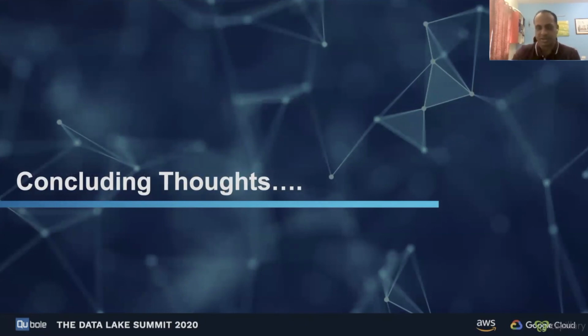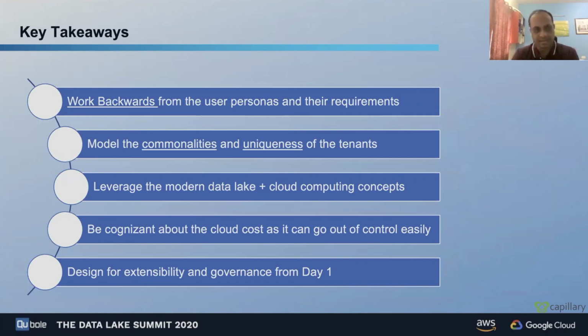to this presentation. There are a few thoughts that I just wanted to quickly go through. Walk backwards from the user personas and the requirements. If you're building a domain-specific multi-tenant data lake, you have to understand the user personas really well, their requirements, before you can start designing the data lake itself. There are various capabilities of data lakes currently present, and they could be leveraged, but it's important to work backwards from the user requirements.